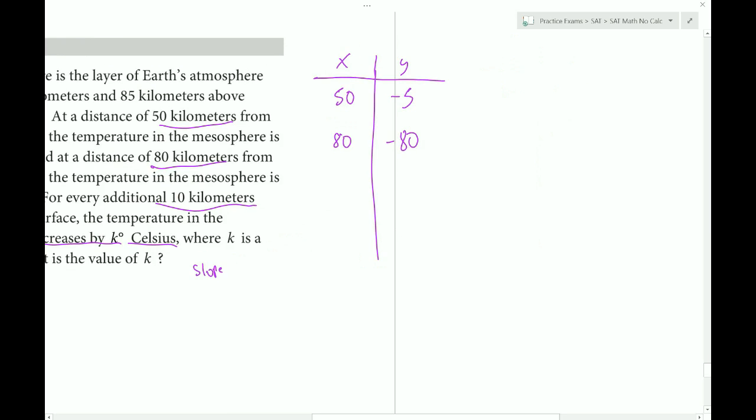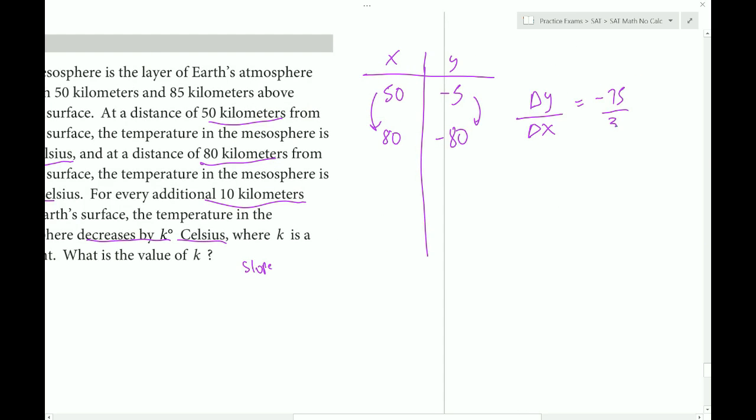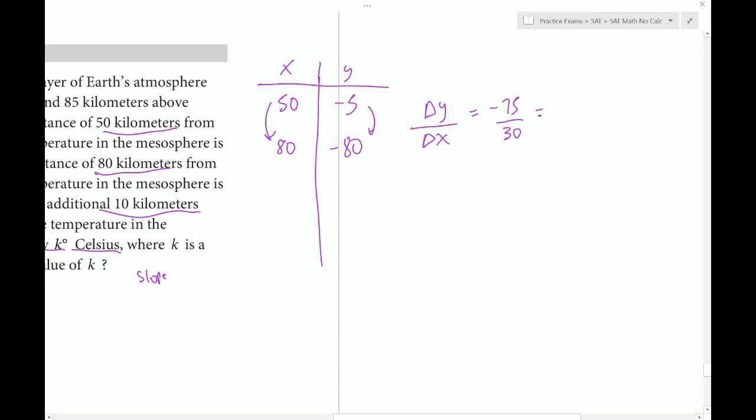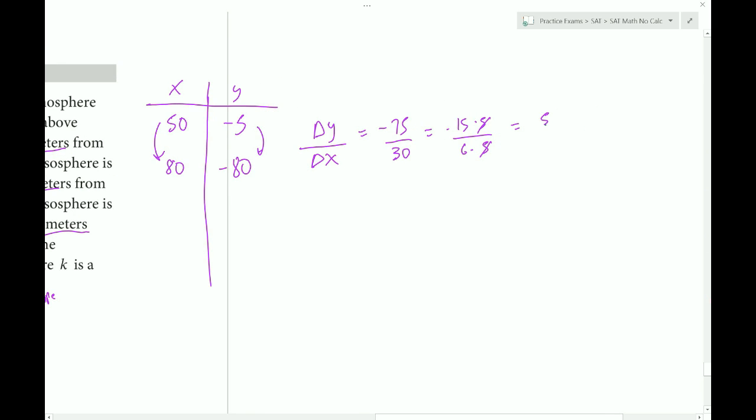So the first step I would do is find the slope of my situation here: change in y over change in x. The change in y is it goes down 75 from here to here, and then this value goes up by 30. So this goes positive 30. And we could of course reduce this by a factor of 5. So let's see, is this 15 times 5? I believe so. And this is 6 times 5. These 5's cancel. And I can go a little further. I could do 5 times 3 and 2 times 3. And the 3's cancel. So I get negative 5 halves for my slope.